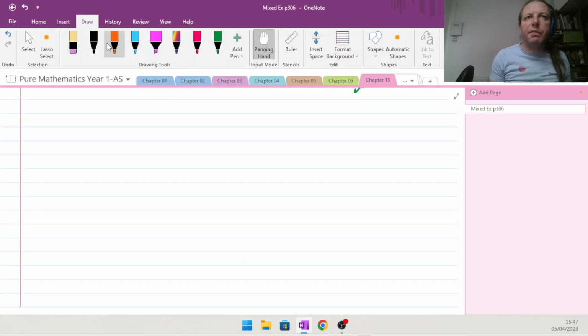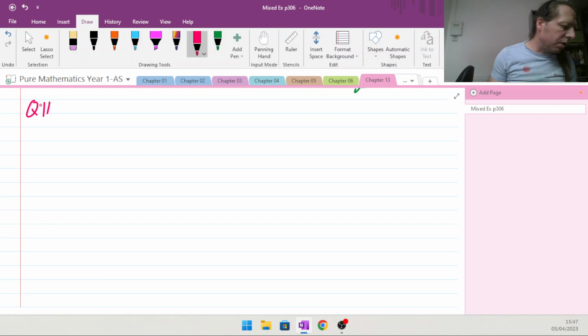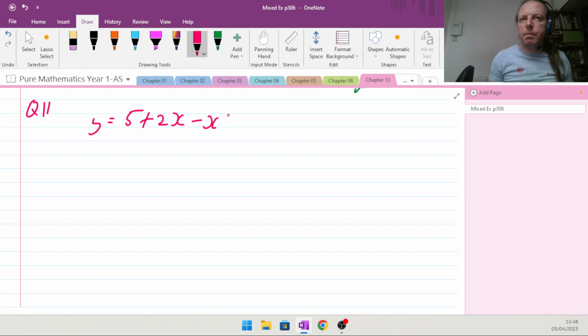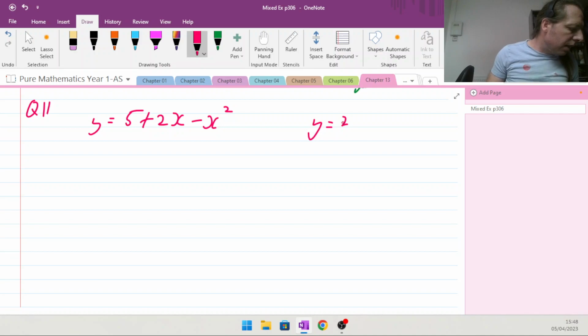Question 11. Let's have a little look. Right then, the diagram shows the curve with the equation y equals 5 plus 2x minus x squared, and the line of y equals 2. The curve and the line intersect at points A and B. Find the coordinates of A and B.